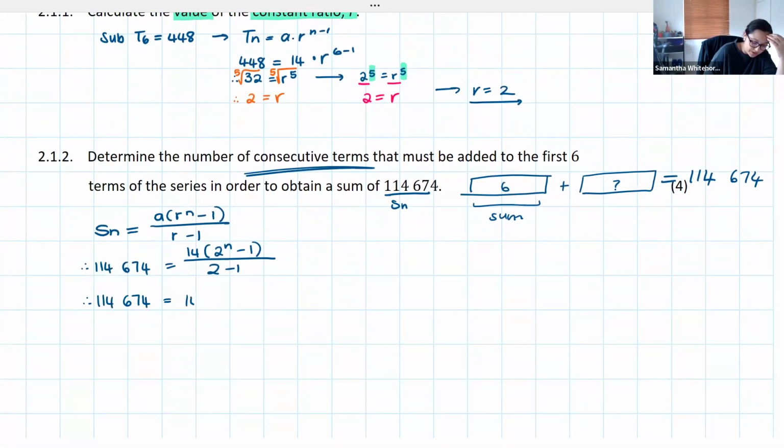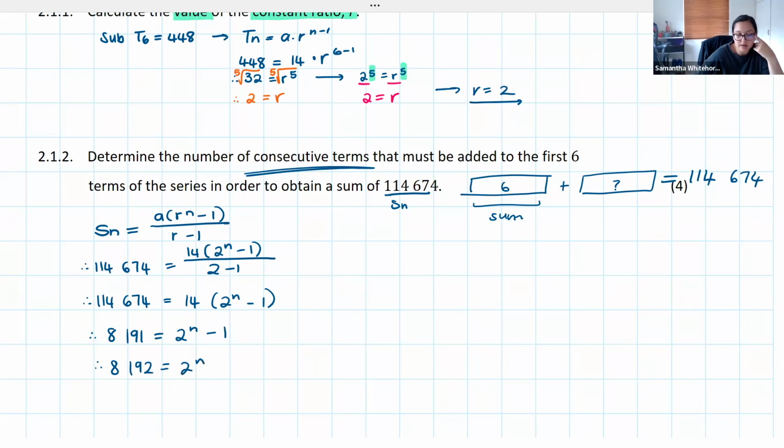So we've got 114,674 is equal to 14 times 2 to the power n minus 1. We want to get rid of that 14, so I'm going to divide both sides by 14, giving me 8,191 is equal to 2 to the power n minus 1. Add 1 on both sides because I'm solving my equation. 8,192 is equal to 2 to the power n.